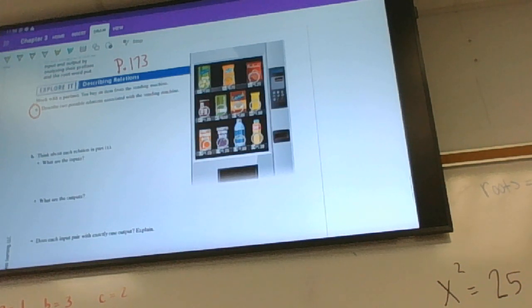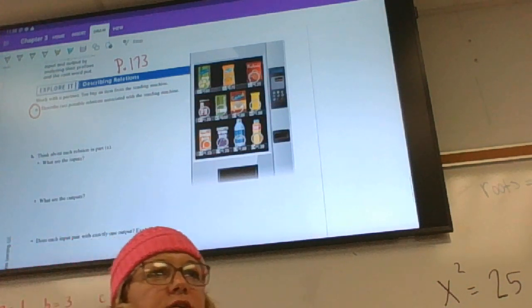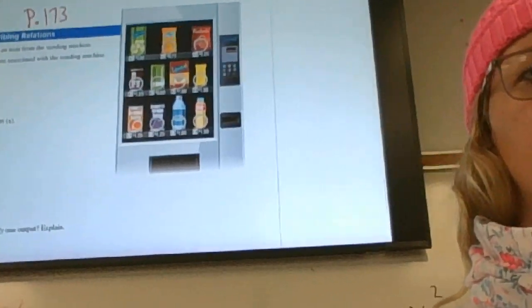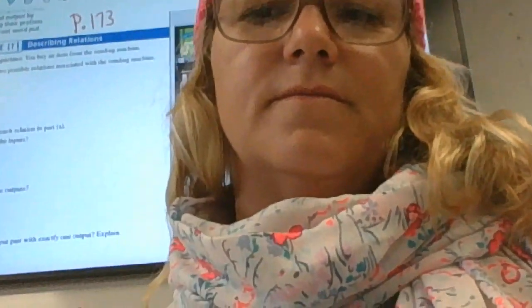Wait, Miss, what are we doing? You're trying to look at the vending machine and think about how that is an input and an output and come up with one relation that you can see in that vending machine. How is a vending machine a relation? I wish I would just call it a relationship. What's the relationship in a vending machine? You got it? Yeah. What is it?